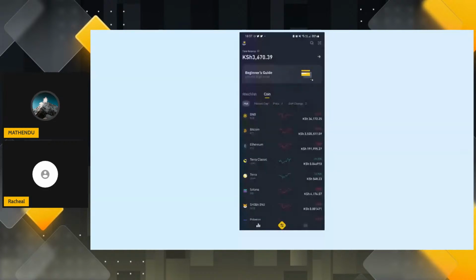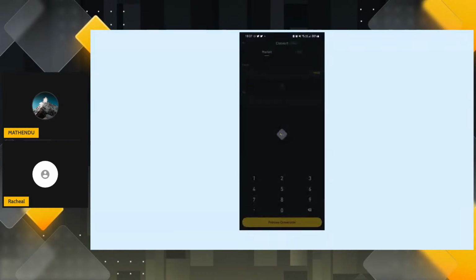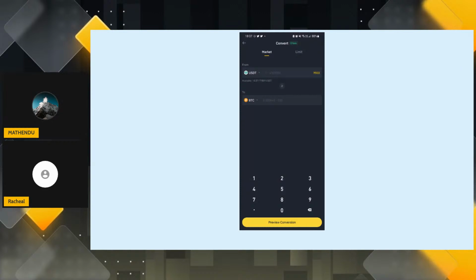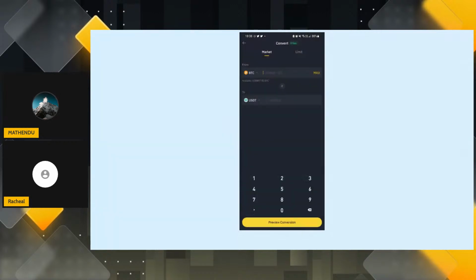So what I was doing, let me repeat that. On the option right here, you're able to use the convert option located in the middle part, and then click on the convert option. In case you want to convert Bitcoin to USDT, we can come in here, select the asset we have. Now it will update right here and show you from and to. So you want to convert this much Bitcoin into USDT. So you preview the conversion.